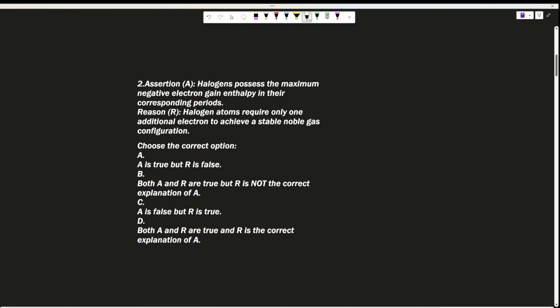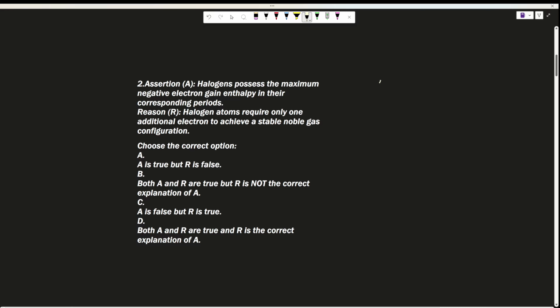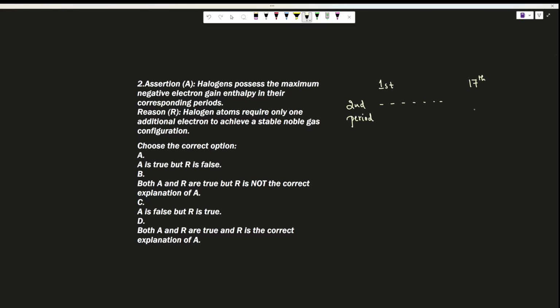Here the assertion says halogens possess the maximum negative electron gain enthalpy in their corresponding periods. So here you see, when you move from first group towards the 17th group in a particular period, say second period, or any particular period, second, third, like that, when you move across the period, you know that electron gain enthalpy will increase. That means here halogen atoms will have the highest electron gain enthalpy.